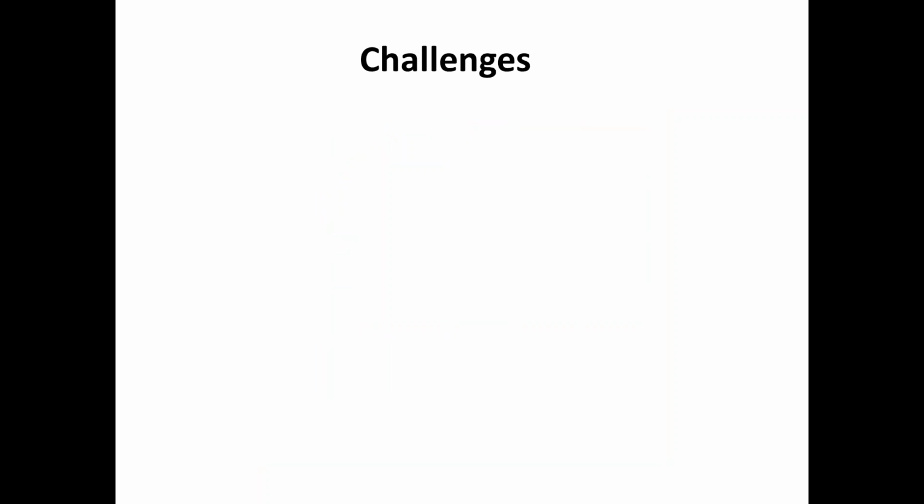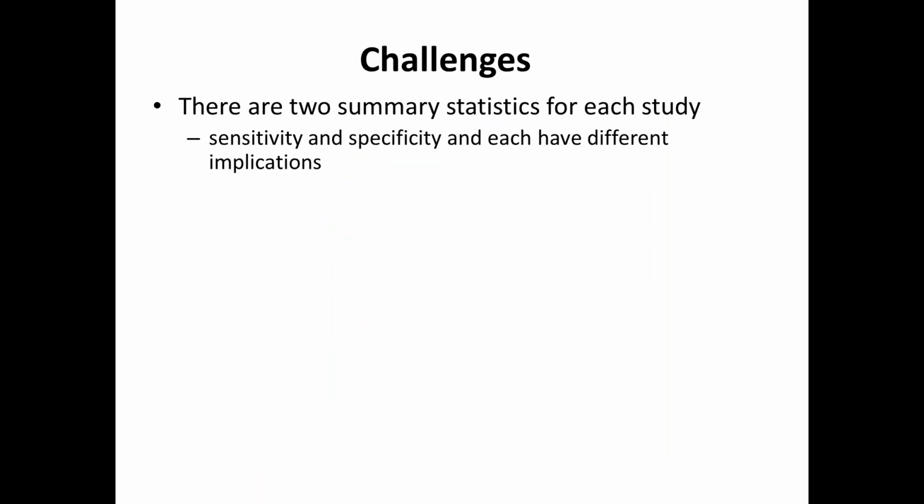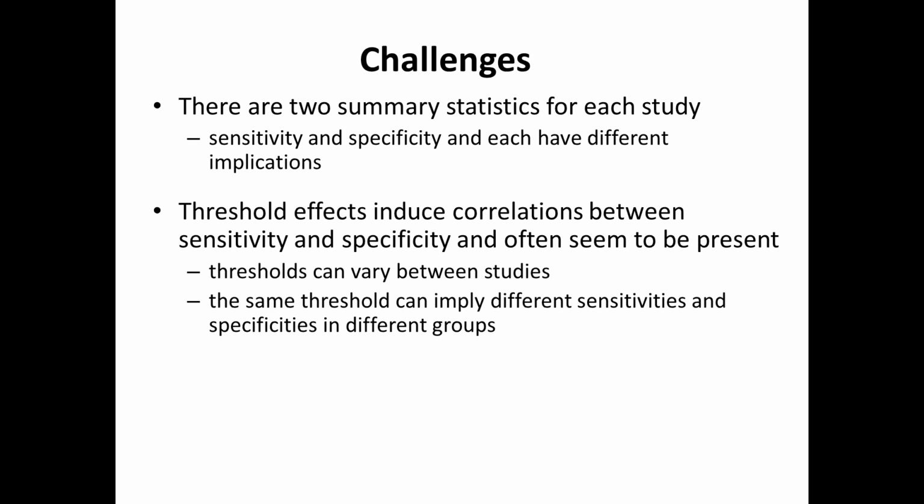So the challenges that we have then in DTA reviews, in DTA meta-analysis, is that we're dealing with two summary statistics for each study, so sensitivity and specificity. And as John showed when he was talking about the 2x2 table, and that we're thinking about the false negatives and false positives, they're different consequences or implications. And so we need to jointly look at sensitivity and specificity. And as I've just shown, the threshold effect induces correlation between sensitivity and specificity and often seems to be present.